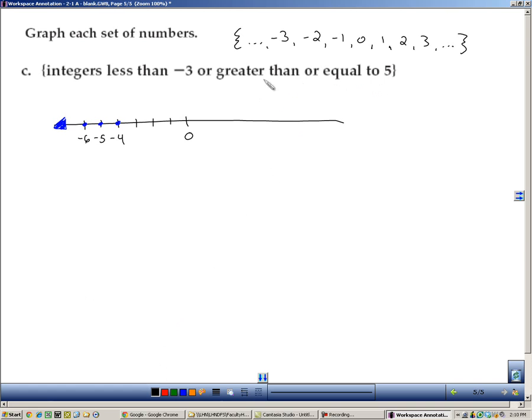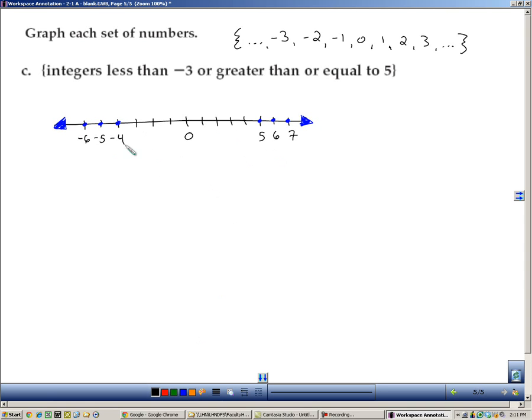And then the other side of it says greater than or equal to 5. So here's 3, 4, 5. I'm going to start at 5 this time because we actually can equal 5. So I'm going to use blue dots to show 5, 6, and 7, and that's enough to show that the pattern will continue by ones off to infinity.